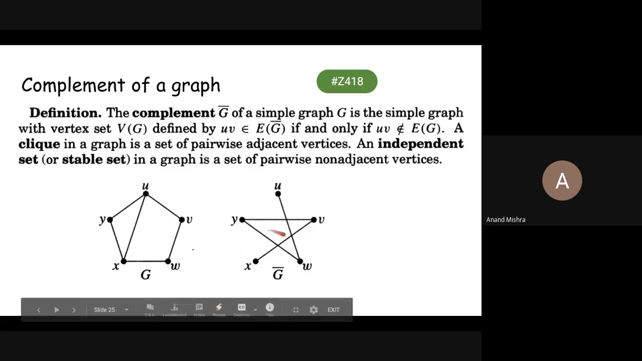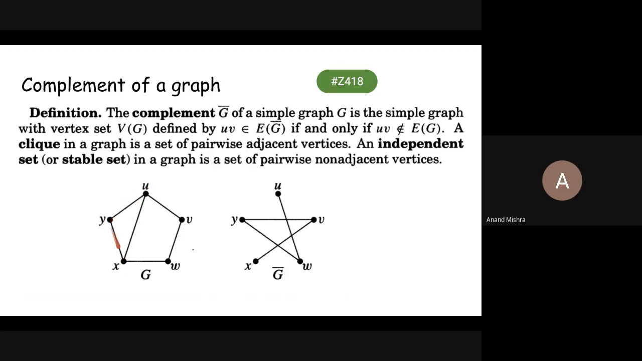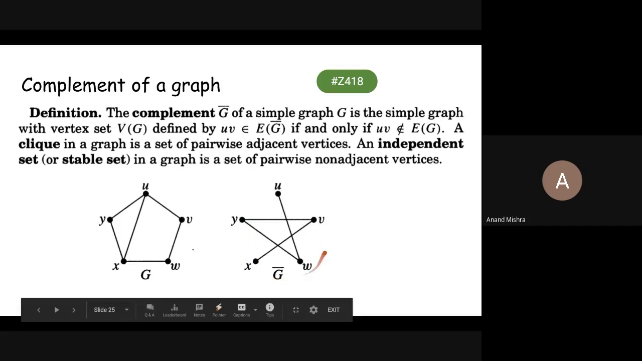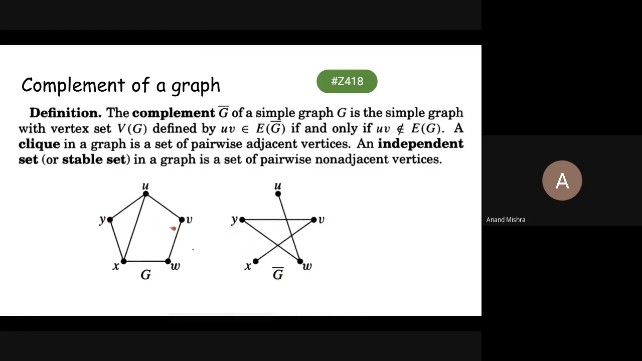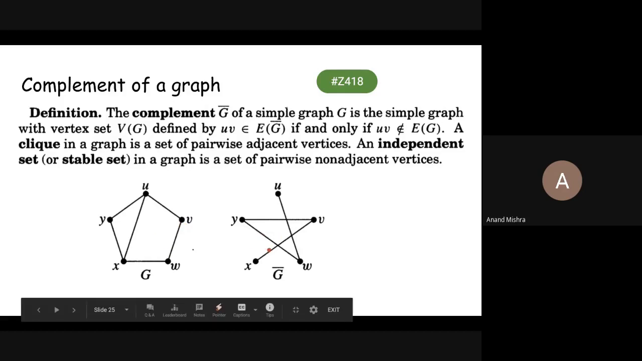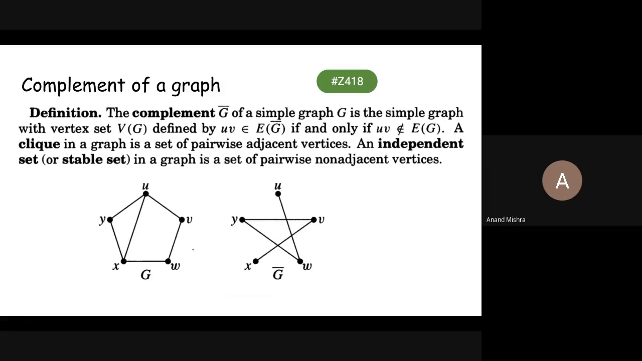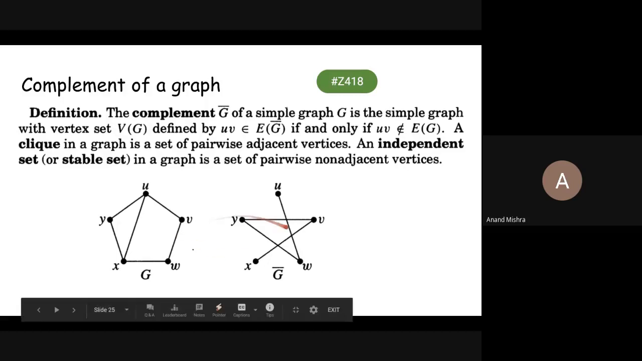So for example, this one. UV is there, I will remove UV. PW is there, I will remove. WX is there, I remove. XU is there, remove. This, remove. And then you will find all the other edges will be connected. So the union of G and G bar is a fully connected graph. Though we have not defined the union, you can understand from the concept of set theory.